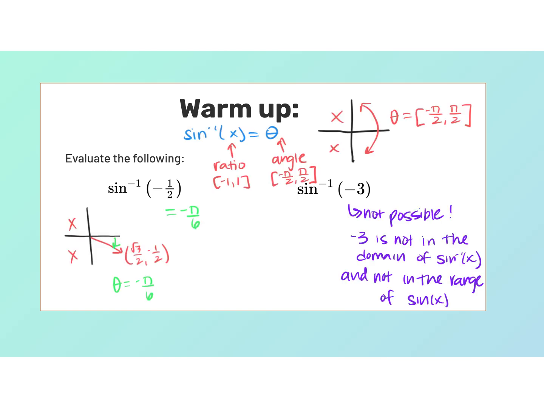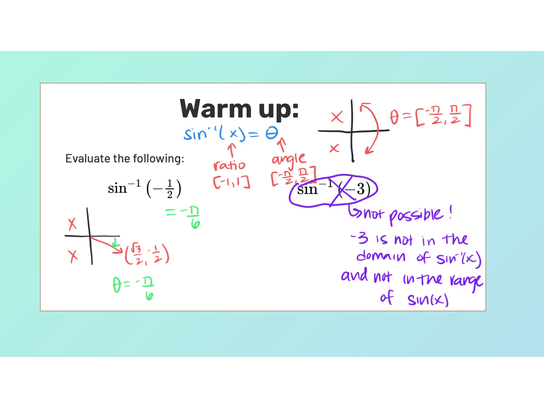When we're looking at inverse trig evaluations, we have to remember that our input is our sine ratio and the output is our angle. Our ratios have to be between -1 and +1 because those are the extrema within the graph of the sine wave. On our unit circle, we don't have any trig ratios for sine that are beyond -1 or 1. So when we look at the second statement, inverse sine of -3, this one is not possible. It does not exist because -3 is not within the domain of our inverse sine function and not within the range of the original sine wave.